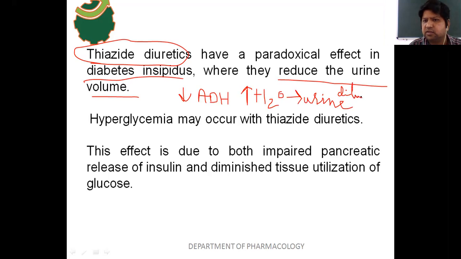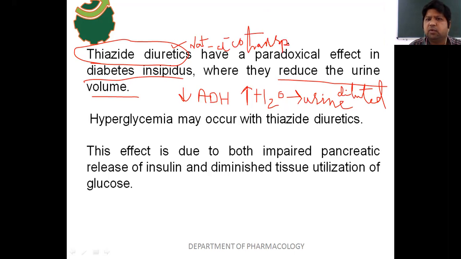Urine is largely diluted. Now, as I told you, what role do thiazides play? Either you can use a derivative of antidiuretic hormone to increase reabsorption of water, or you can go for thiazide diuretics. Thiazide diuretics will block the sodium chloride co-transporter. That is well known, we discussed it clearly. It is going to block the sodium chloride co-transporter.